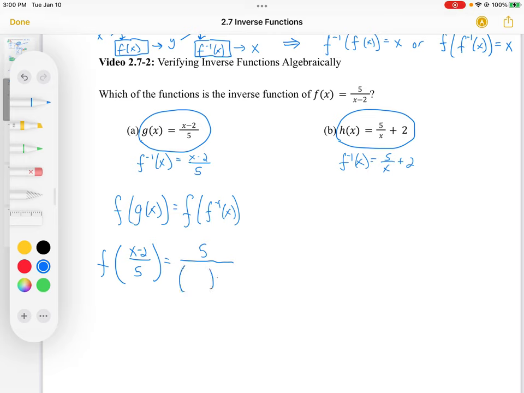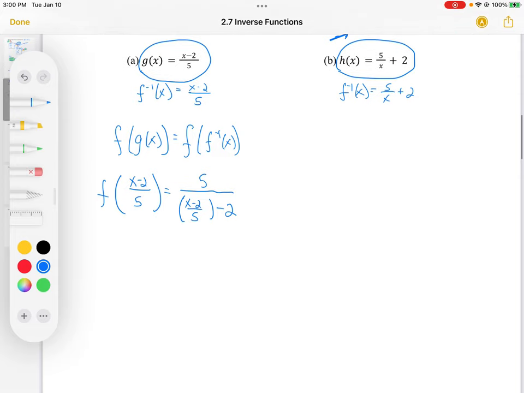So x minus 2, that's our input. That's where we're going to put this inverse function, x minus 2 divided by 5. This creates an ugly mess that we then have to simplify. When we simplify, if it simplifies to x, our input, then it is truly the inverse function. So let's try this here. In the denominator, we have to find common denominators. I'm going to multiply 2 over 1 times 5 over 5, so I get a common denominator of 5.